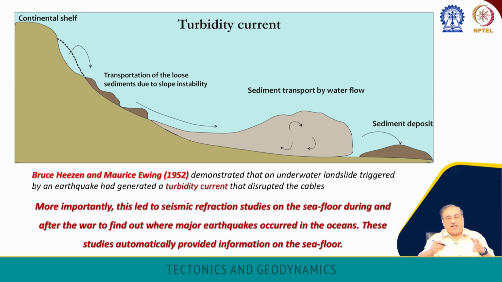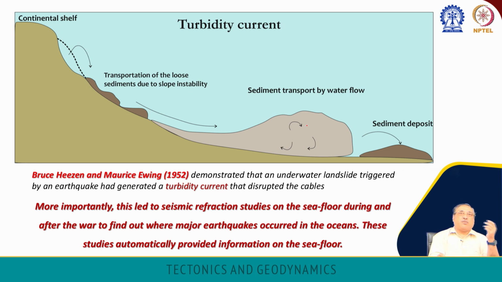It moved down on the scale of hours, and it could travel over distances of 1,000 kilometers. So 1,000 kilometers within an hour, and it would carry all these sediments that had collected on the shelf and on the slopes, and it would carry it very, very rapidly and deposit it in the deep sea. Now, this huge mass of water was really a debris flow. It was massive. It traveled very, very fast, and it was such a huge mass that this was what actually caused disruption of the cable lines.